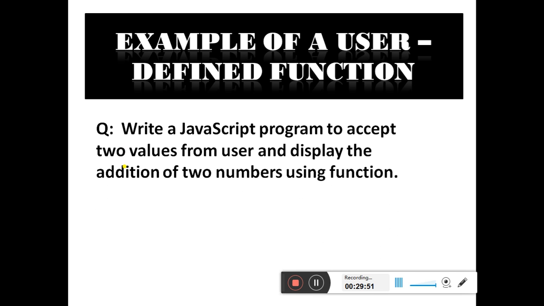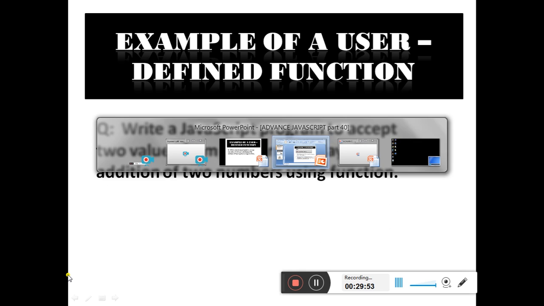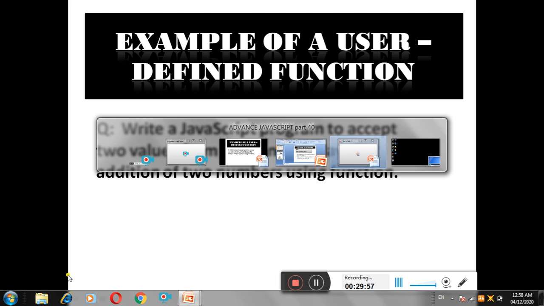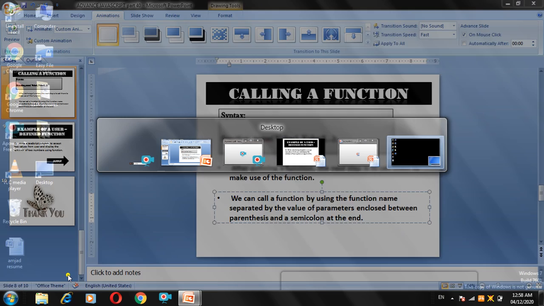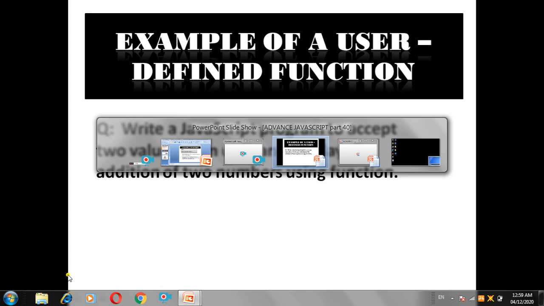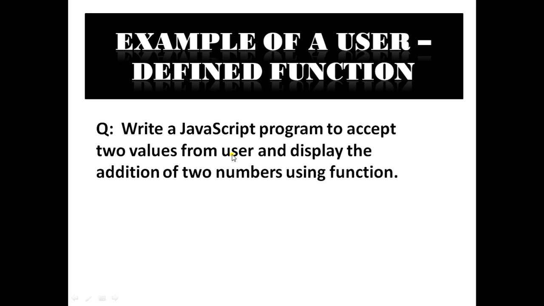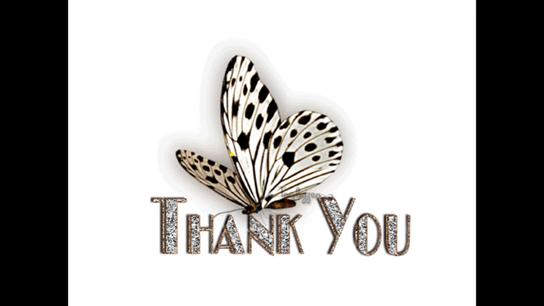The example of the user defined function, we have seen one example for this. We have seen one example to accept two values by using the prompt method, and then we declared a function. In that function we accepted two values by using the prompt method, then we converted those values into integers by using the parseInt method, and then we added these two values and displayed the result on the screen. Now we are going to stop here. In the next lecture we will continue with the same.